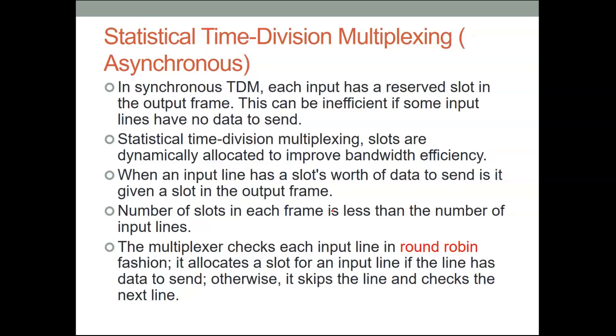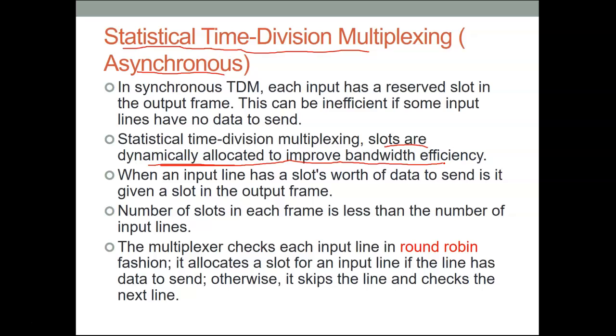To solve it, they propose another scenario, which is statistical time division multiplexing, or we call it asynchronous. In synchronous TDM, each input has a reserved slot in the output frame, which is inefficient if we have no data to send. So this is a problem of synchronous. But the solution comes with statistical time division multiplexing, or asynchronous. Slots are dynamically allocated to improve bandwidth efficiency. It's dynamically allocated. If I know it wants to send, I give it. If I know it doesn't want to, I don't give it.